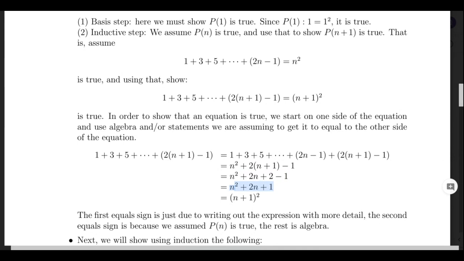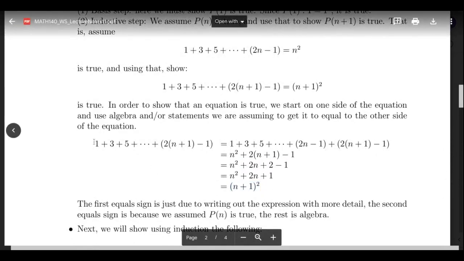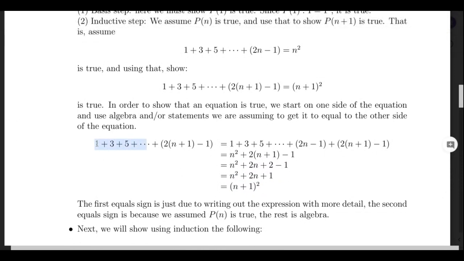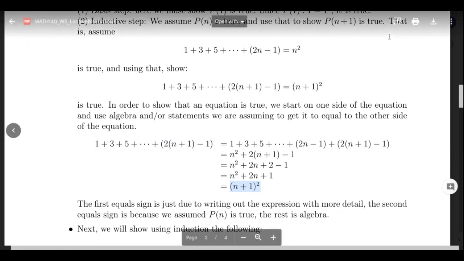is a perfect square. That can be written as n plus 1 squared. Right? So this is a proof. This is to say, add the first n plus 1 odd natural numbers. That is n plus 1 squared. And that's it. That's the whole proof.